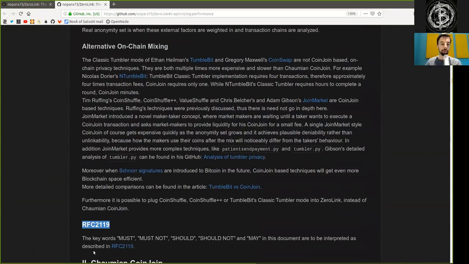The keywords must, must not, should, should not, and may in this document are to be interpreted as described in RFC 2119.